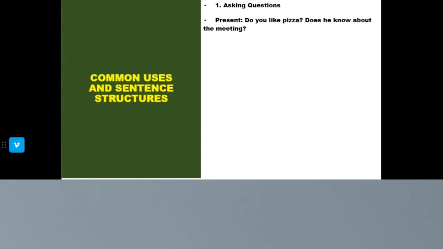Present. Let's look at asking questions in the present tense. Do you like pizza? Does he know about the meeting? You see, this is present. You're asking questions about present actions or present events. Then the past. Did they call you yesterday?